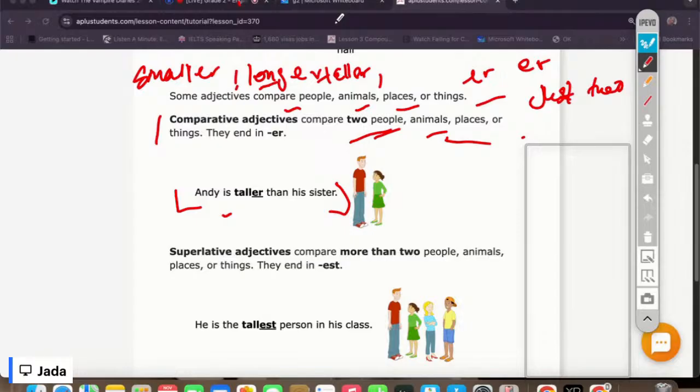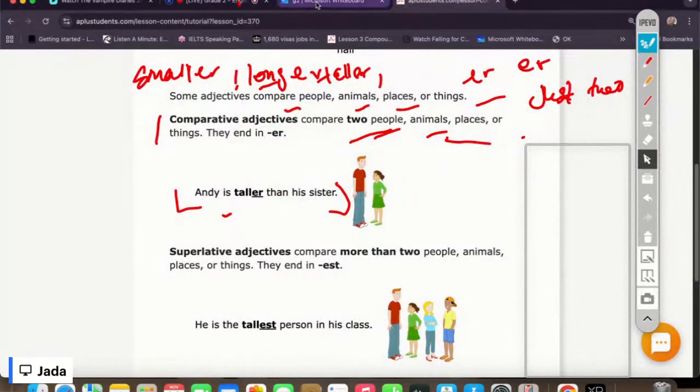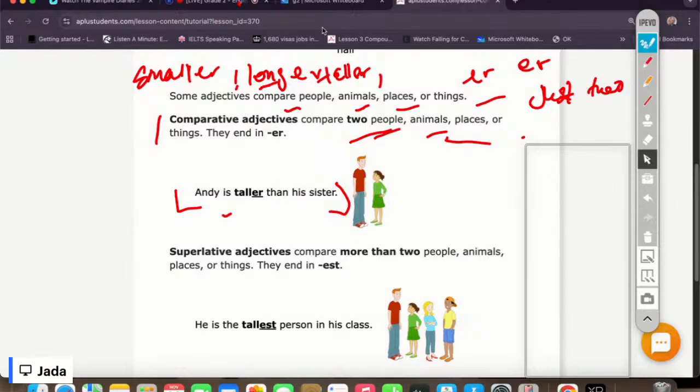Now adjectives that compare, just like we have smaller, longer, taller, words like that are what we call adjectives. Sister ends with er, but it is actually a noun. So give me some more examples if you know. I'm waiting for your answers. Okay, let's interact. You can send them.